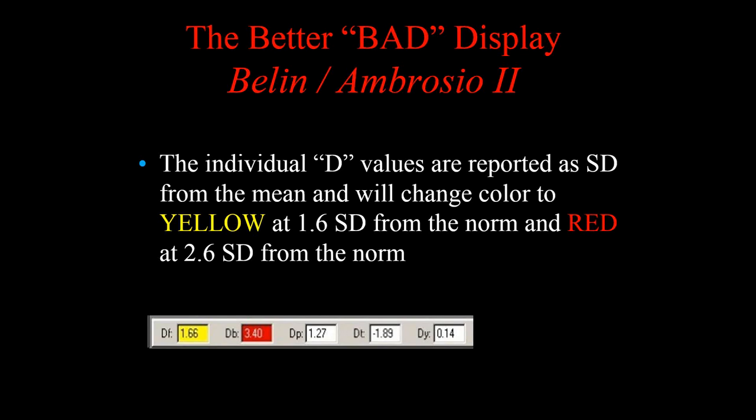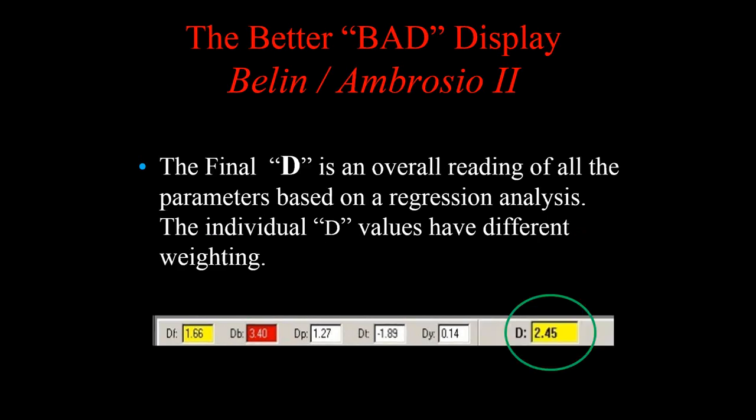The BAD3, which is the current version, has a number of more parameters, but on the BAD2, we introduced five parameters, and we report the parameters in standard deviations. I think it's important to understand that each individual parameter in itself doesn't have predictive value. So don't be concerned if you see one yellow or one red. It's only the final overall reading that has predictive value. You may have a single red here and have a normal reading.